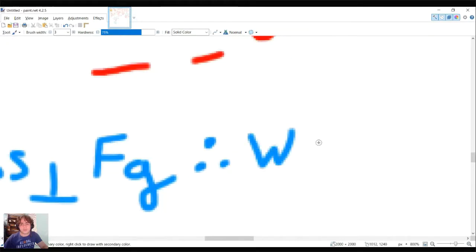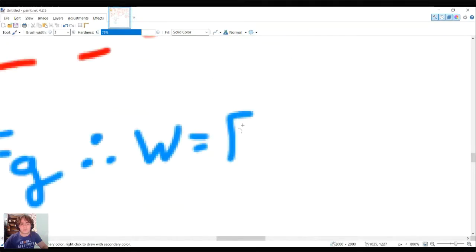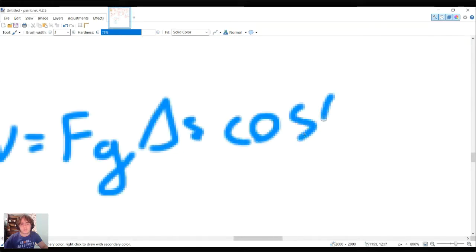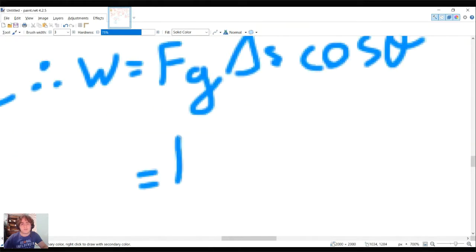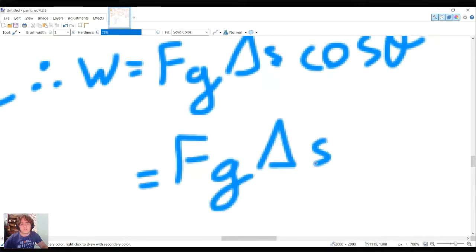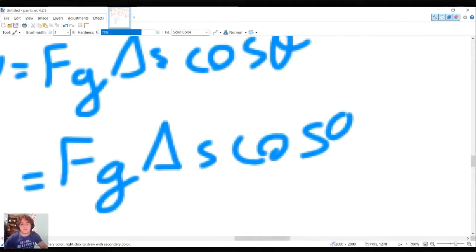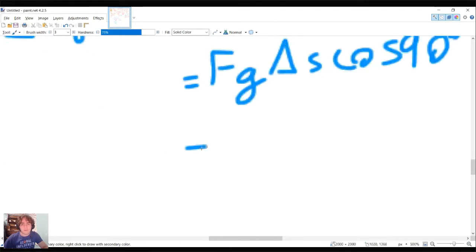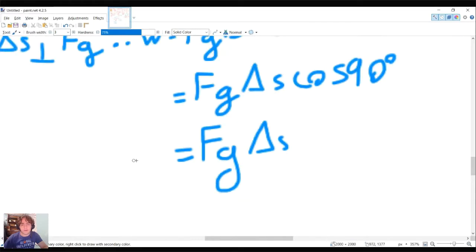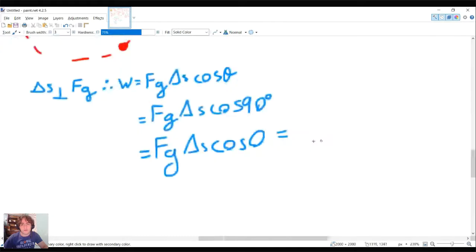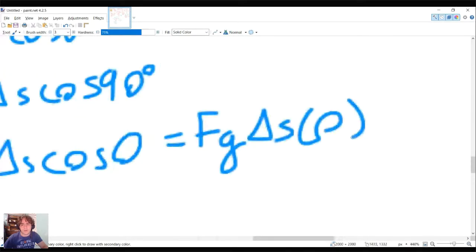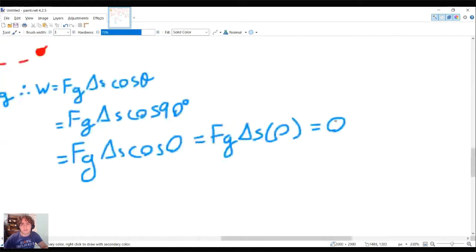Therefore, the work, which is equal to F_g delta s cosine theta, is equal to F_g delta s cosine of 90 degrees, which equals force of gravity times delta s times cosine of 0. Which equals F_g, just going through the full calculation here, delta s times 0, and this is equal to 0. All those terms go to 0.